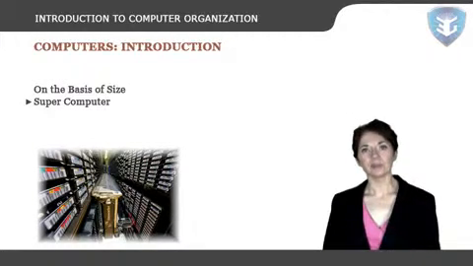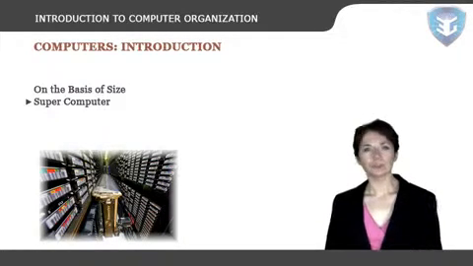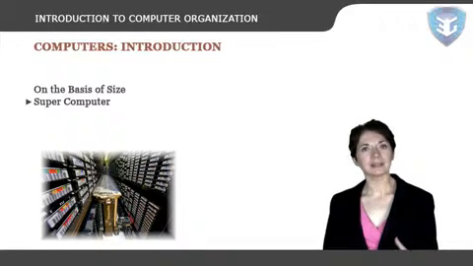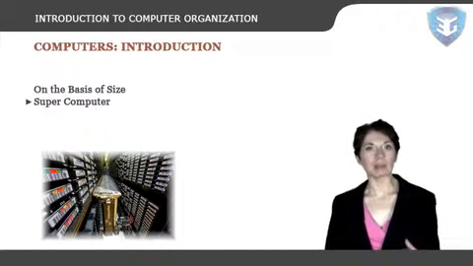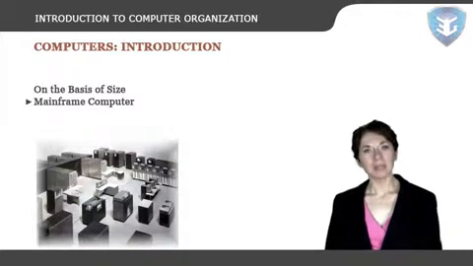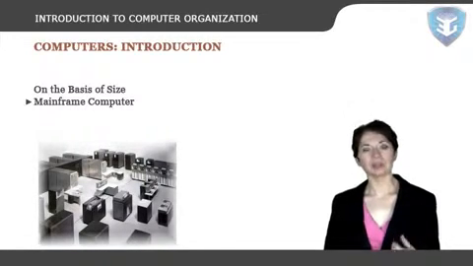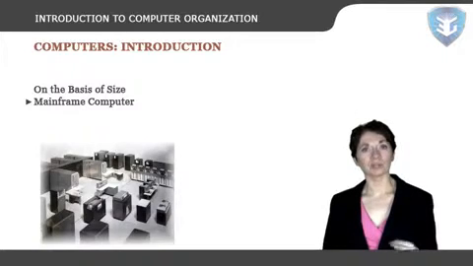On the basis of size. Supercomputer. The fastest and most powerful type of computer. Supercomputers are very expensive and are employed for specialized applications that require immense amounts of mathematical calculations. Mainframe computer. A very large and expensive computer capable of supporting hundreds or even thousands of users simultaneously.